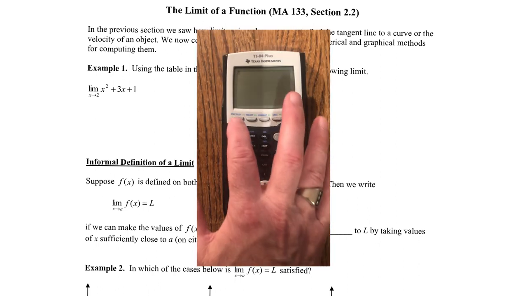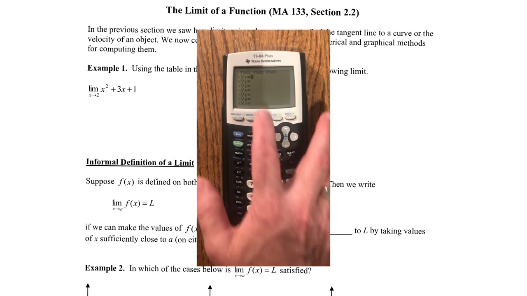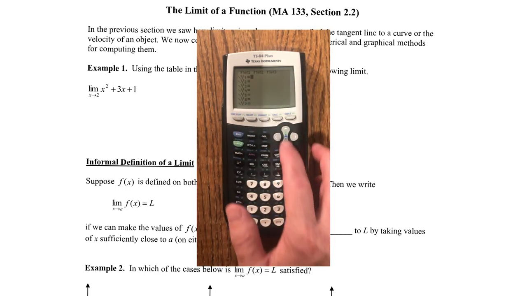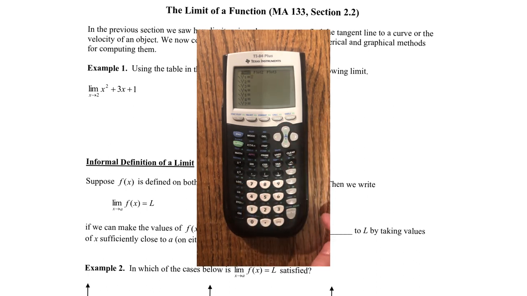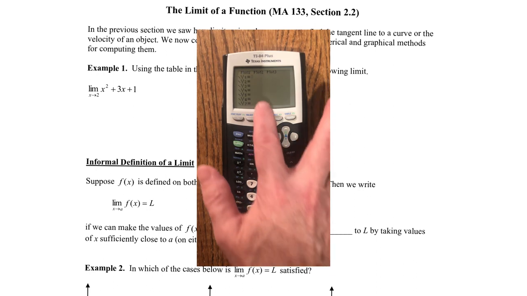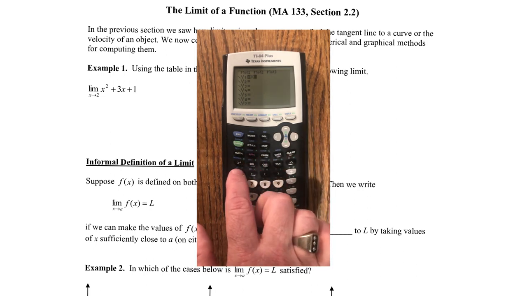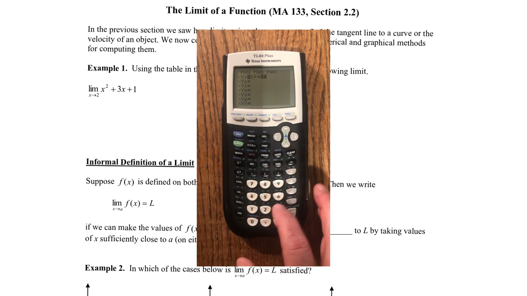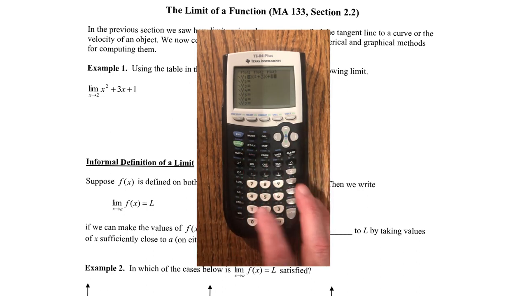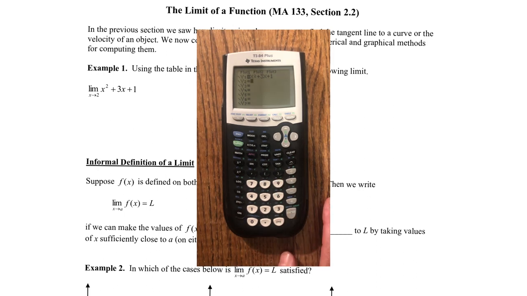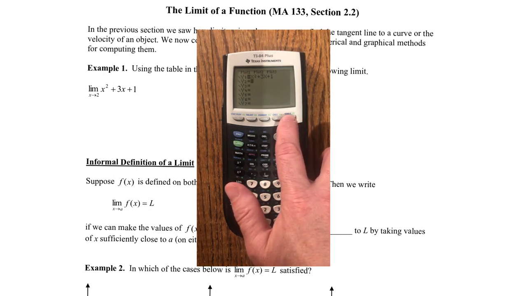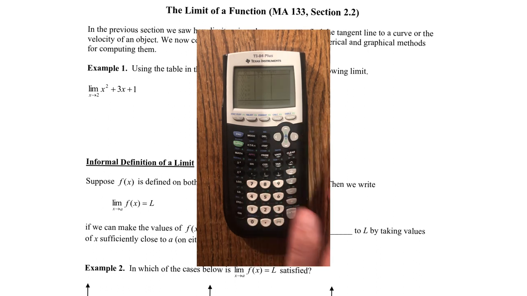With our calculator, we go to y equals, and we want to make sure all these plots, that none of them are highlighted. So if one is highlighted, for instance like that, then just go up and hit enter and come on down. And of course make sure these are all cleared out by just pressing clear. And we're going to type in the function we're looking at, which is x squared plus 3x plus 1. We want to investigate this function as x gets really close to 2. So we need to go to the table, which is above the graph. We go to second table.